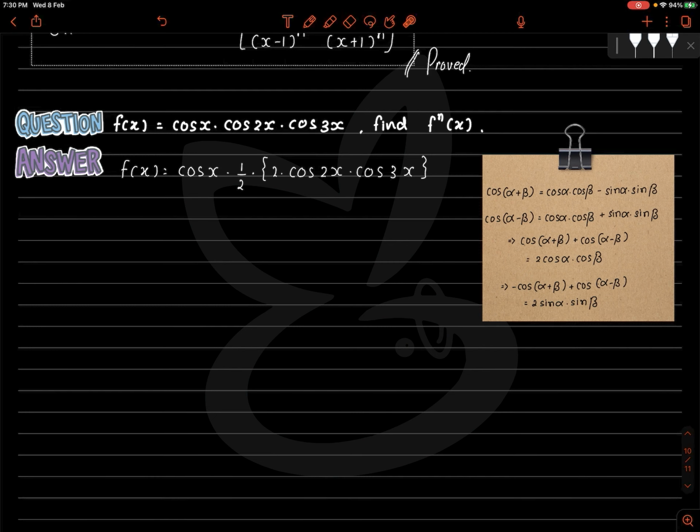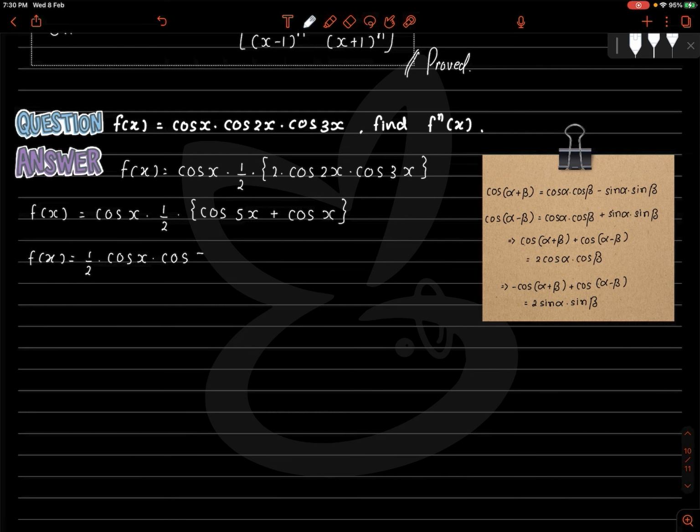You can say this is similar to this. So now two functions will get separated, and it would be cos x into half of cos 5x plus cos x. Now we will multiply cos x inside. We will get f of x is equal to half of cos x into cos 5x plus half of cos square x.